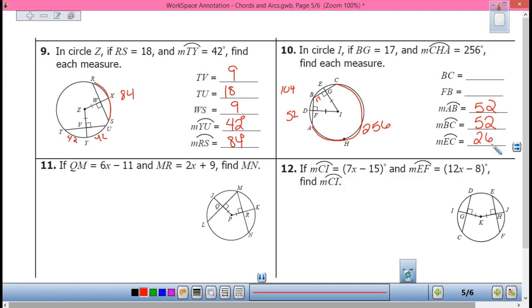Arc BC. We're right here. Yep, I skipped those first two first. Sorry, that was partially my fault. Okay, so if we jump back up, we know BG is 17, right? So then what's BC? 34, yep, because I've got to double that because it's a bisector. And FB is going to be 17, yep, good.